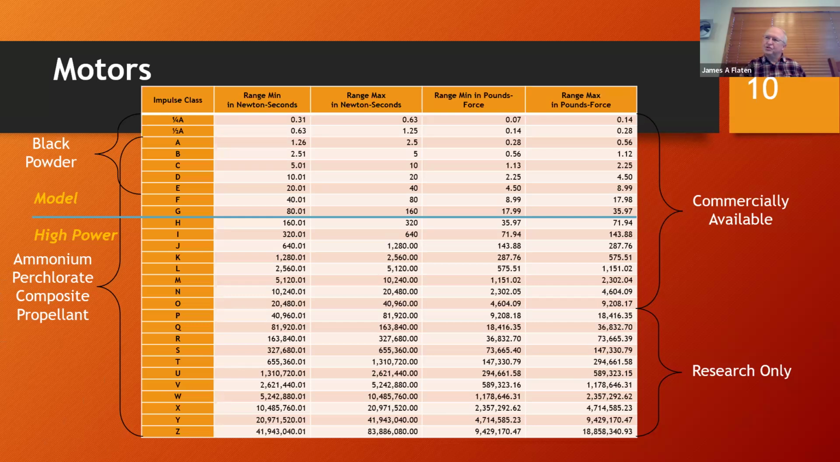So if you see an H550 motor, for instance, H is the impulse class. I described to my students that's approximately the amount of fuel you have. And then the 550 is the average thrust in newtons. And so 550 is a real kick in the pants motor.